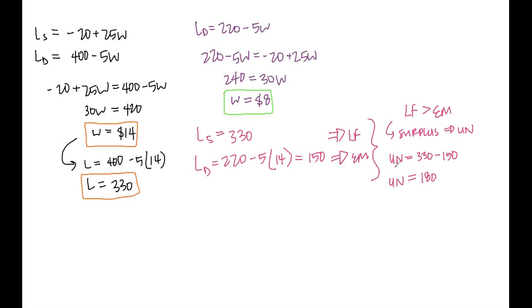And then again, you can find the unemployment rate if you wanted, which would be 180 over 330. But again, just identifying the labor force and unemployment and employment in these labor supply and demand equations. So the labor force is going to be 330. The amount of people employed is going to be 150. And the amount of unemployed is going to be 180.